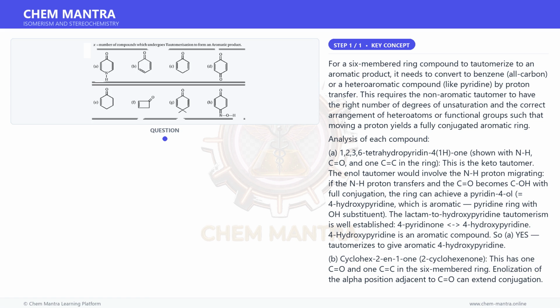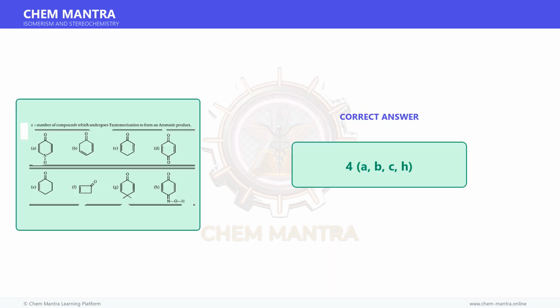Summary: A, yes; B, yes; C, yes; D, no; E, no; F, no; G, no; H, yes. Count equals 4 compounds: A, B, C, H. Therefore, the correct answer is 4: A, B, C, H. The correct answer is shown on screen.